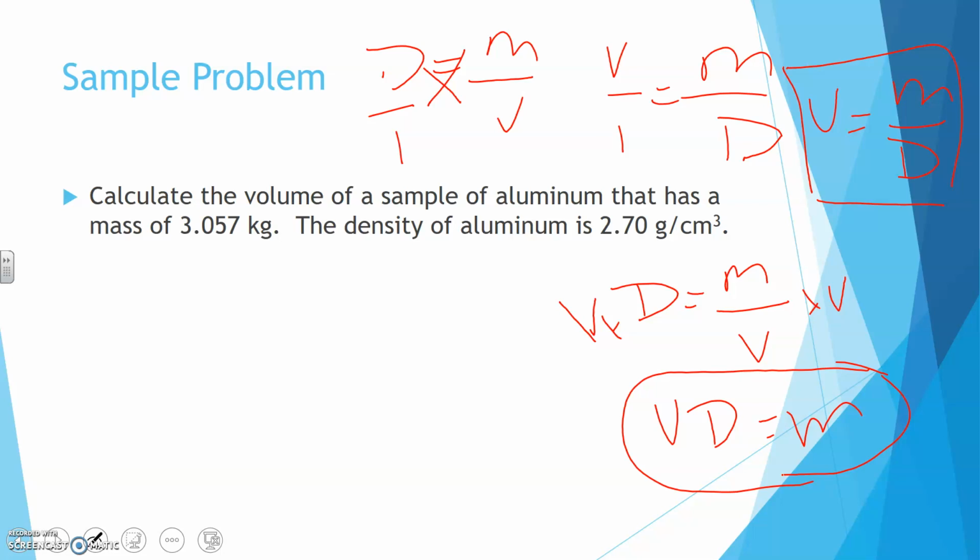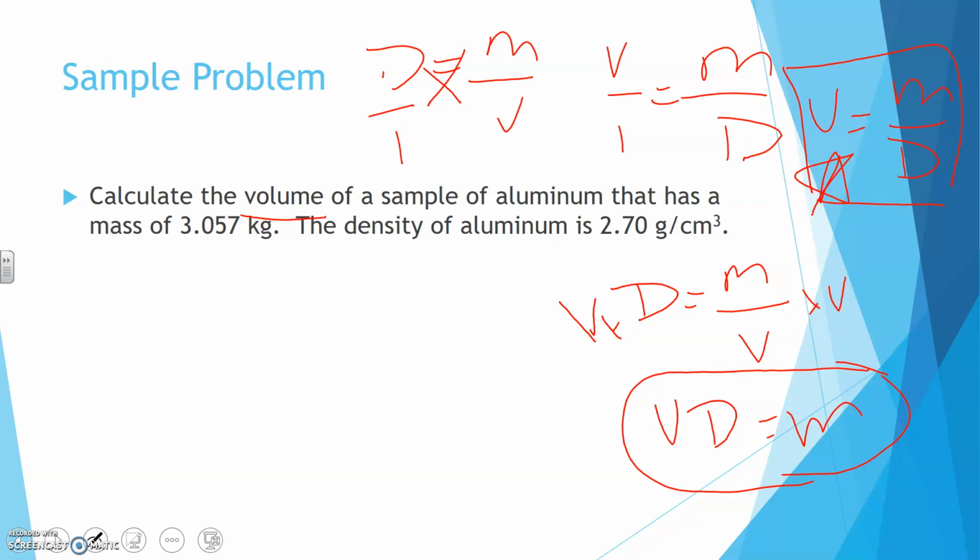Now if you don't want to manipulate the variables like we just did before plugging numbers in, that's up to you. I just find that it can be a little bit easier sometimes to work with the letters and then add the numbers in. Okay, so here in this problem, we're calculating the volume of a sample of aluminum. So volume here, we've got this formula right here. That is your formula to solve for volume. Now, there's another trick in this problem that you have to be careful of.